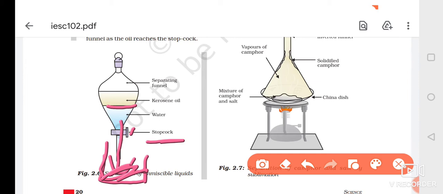The first thing you have to do is keep the mixture undisturbed for a while. Once the layers are formed, you open the stopcock, collect the first component, and then you can collect the second component. So that is how you can separate immiscible liquids through a separating funnel.